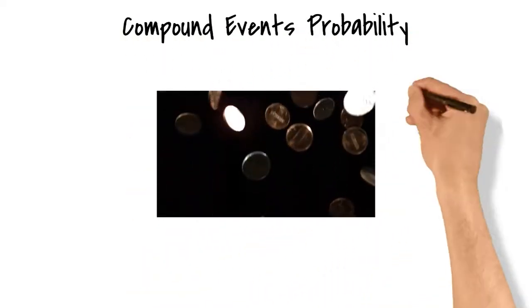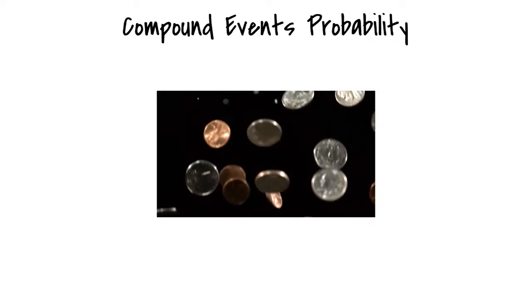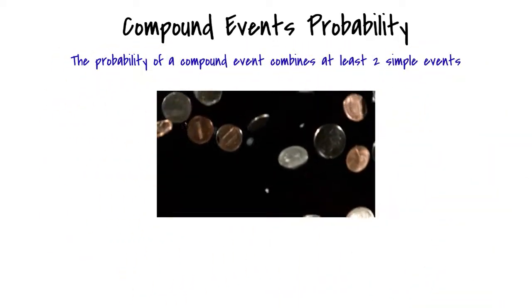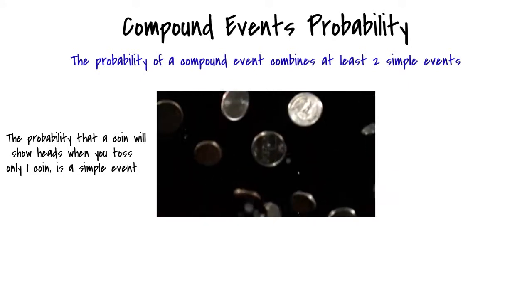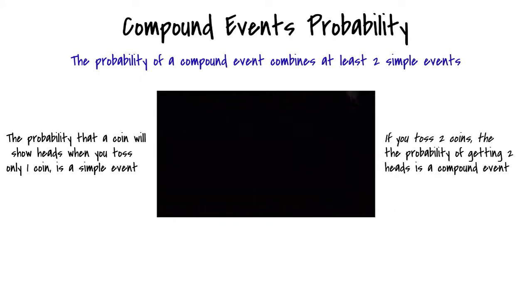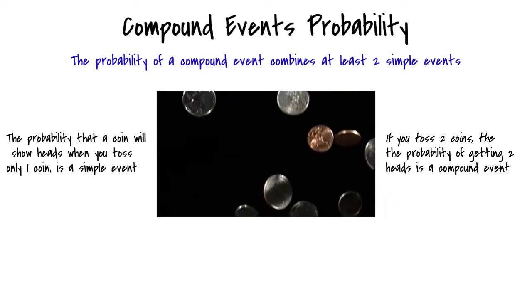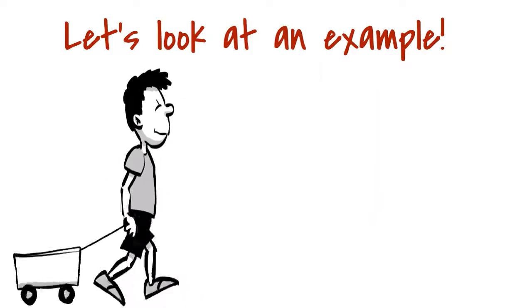Compound events probability combines at least 2 simple events. The probability that a coin will show heads when you toss only one coin is a simple event. If you toss 2 coins, the probability of getting 2 heads is a compound event. Let's look at an example.